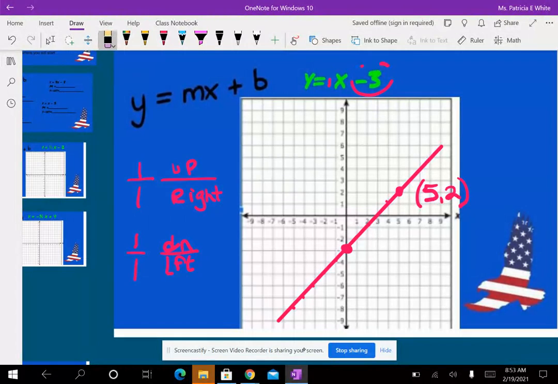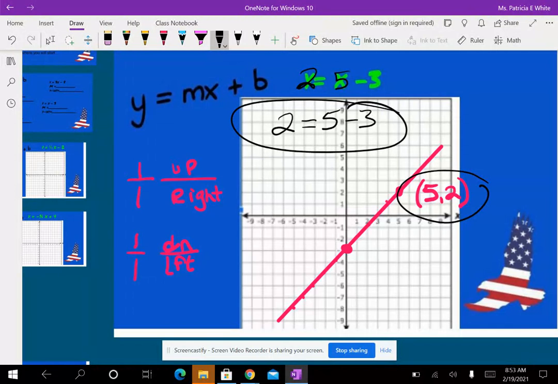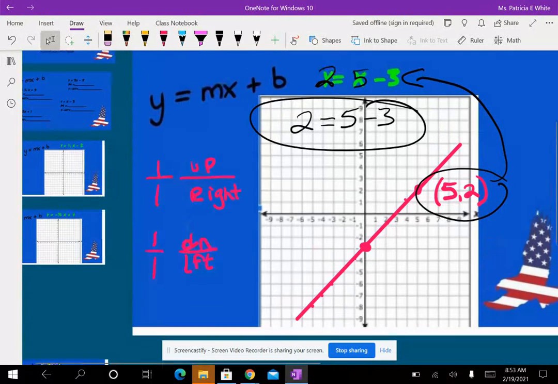So I'm going to come to my equation, and instead of writing the Y, I'm going to put in 2. And instead of the X, I'm going to put in 5. So I have 2 = 5 minus 3. Is that true? Yes, that's true. This is a solution for this equation. Okay? All right, one more example.